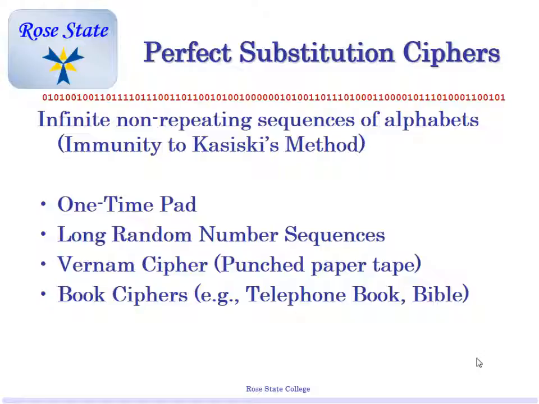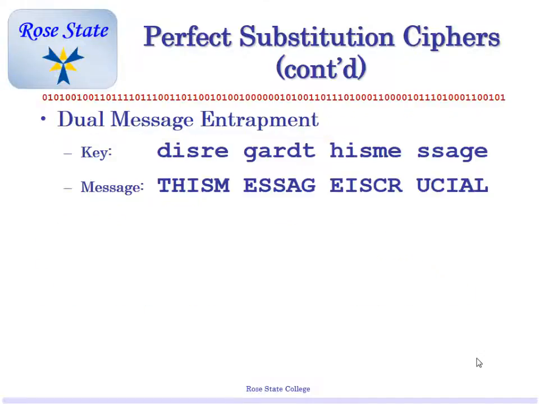What if we had a key that basically started at a specific page in the Bible and went from there on? That would be non-repeating. So there are a lot of different ways about that. Okay, so what if we had dual message entrapment? So the message is, this message is crucial, yet the key is disregard this message.